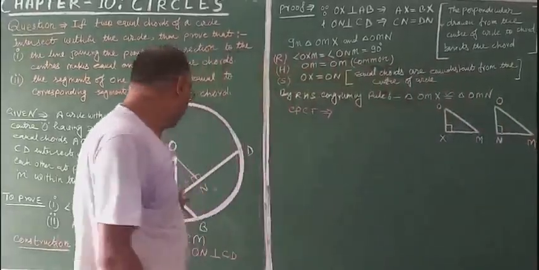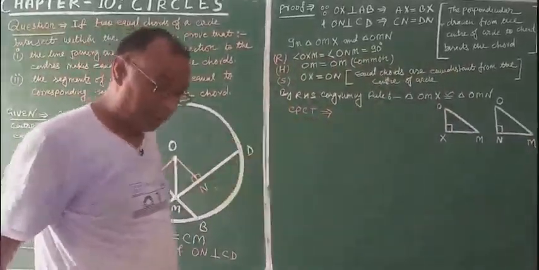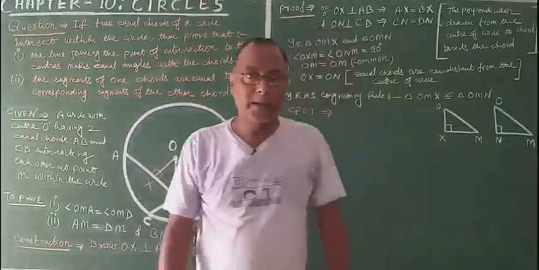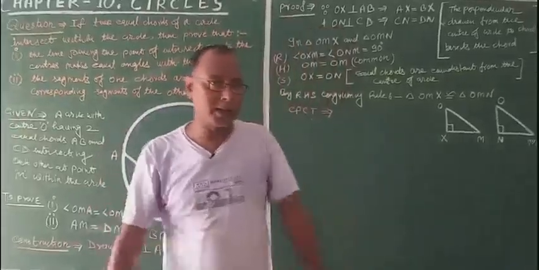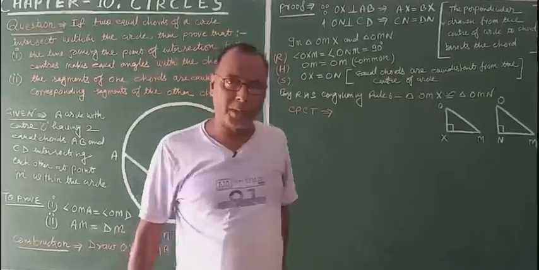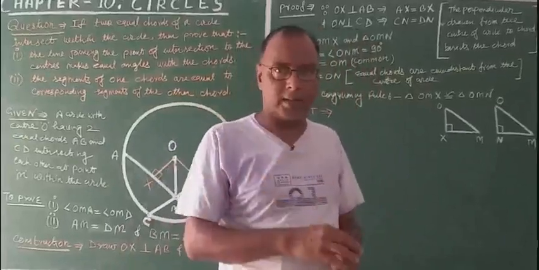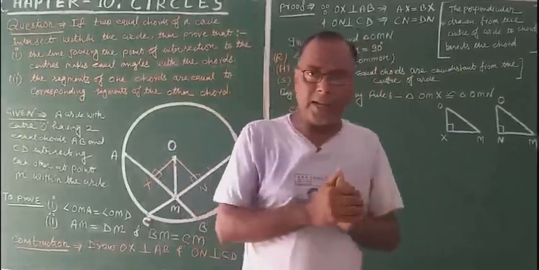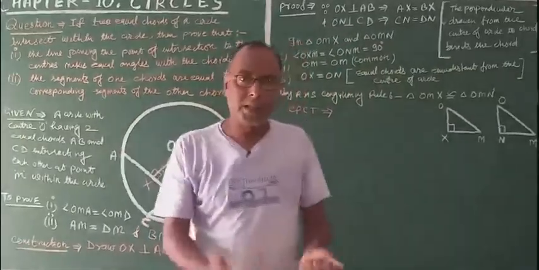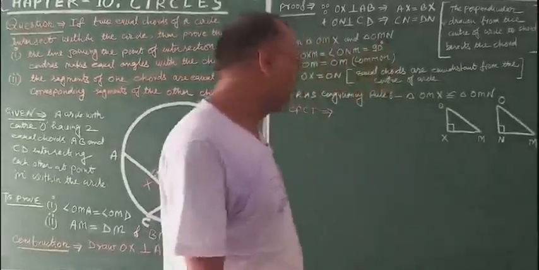Now this triangle and this triangle are in the CPCT positions. When two triangles are congruent, then all their 6 parts are equal. How many parts does a triangle have? 6 parts: 3 sides and 3 angles. When 3 sides and 3 angles are taken together, they are known as the 6 parts or the 6 elements of the triangle.